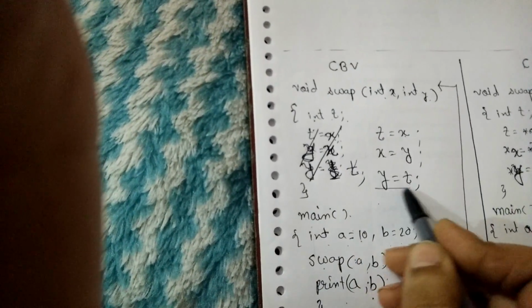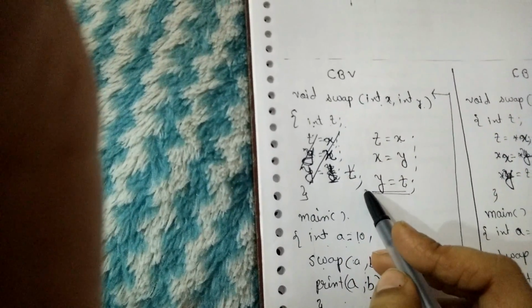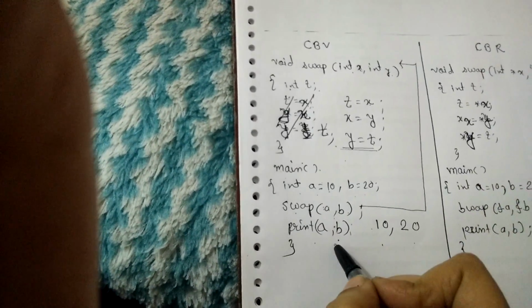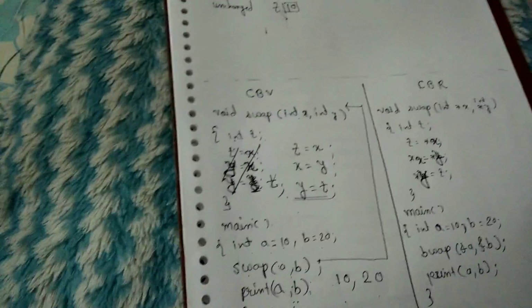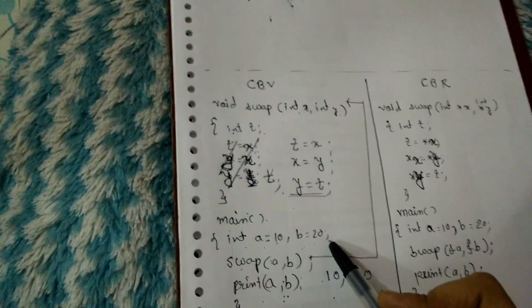Now see why this is a problem. What will be the solution? Either you print the values in the swap function itself, but that is not the proper solution. What we want is that the swap function actually swaps the values of A and B.